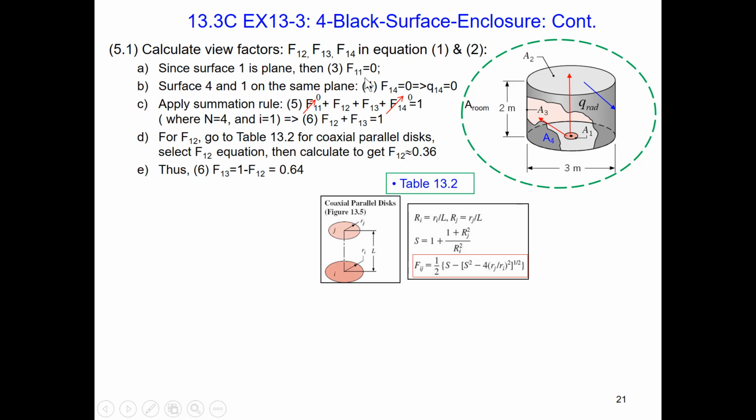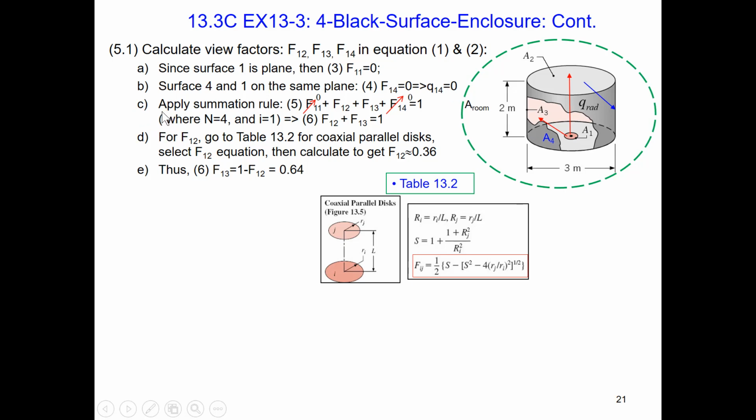Then the view factor F11 is 0. B. We go to surface 4 because surface 1 and 4 are on the same plane. Then view factor F14 is 0. It indicates there's no heat flow from surface A1 to A4.